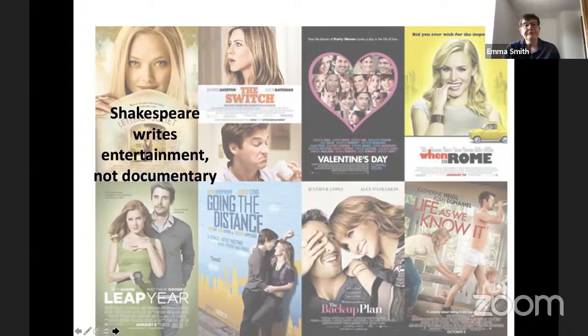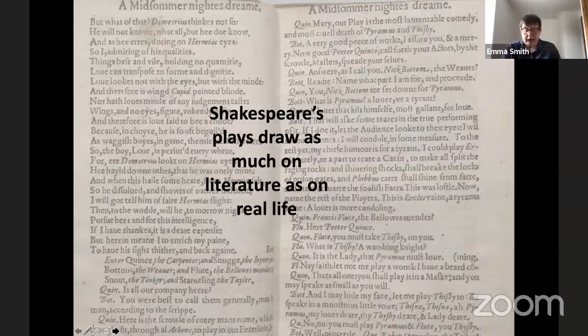Okay, let's move on. So I'm still thinking about how we might complicate that model of Shakespeare and how he relates to the real world of the Elizabethans who go to his plays. And here, I want to think about Shakespeare's sources. So you may have done some of this already on the play or plays that you're studying, and you may have become aware that pretty much all of Shakespeare's plays have at least one really major source.